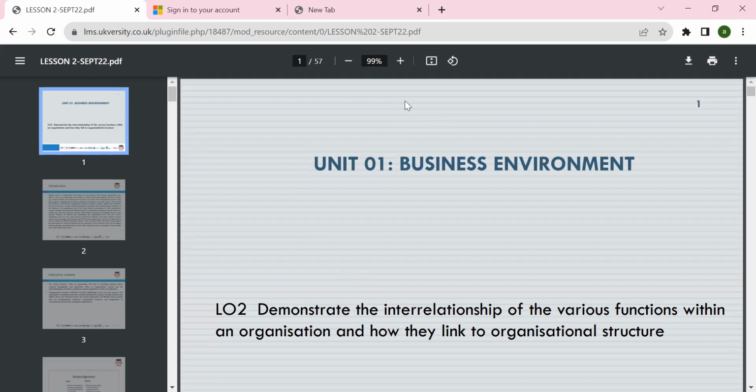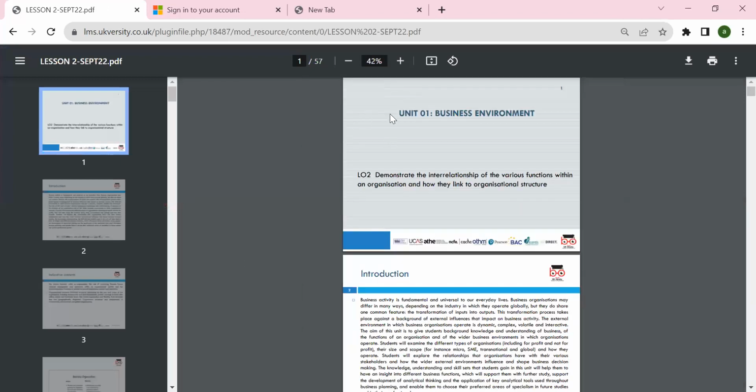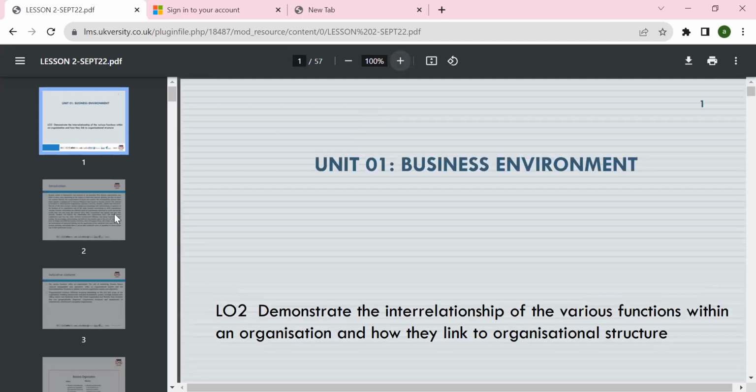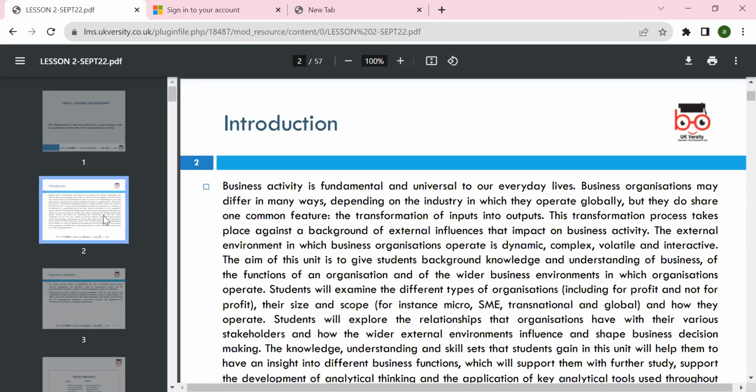So today's lesson will go through LO2: demonstrate the interrelationship of the various functions within an organization and how they are linked to the organization structure. Business environment LO2, learning outcome 2, is the key focus of today's lesson. If you have any question during or after the lesson, you can ask, or if you're listening to this recording, drop me an email and I'll get back to you as soon as possible.